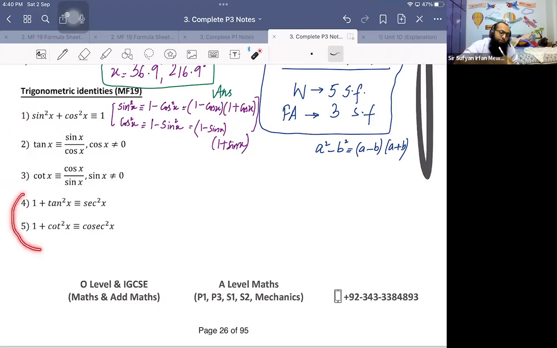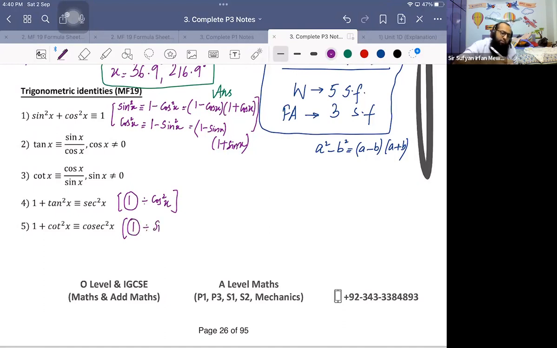Now the fourth and fifth, as we have seen, are there in the formula sheet. Although no one is going to ask us how we have derived them, we should know that if we divide the first identity by cos square x, we will get the fourth identity. If we divide the first identity by sin square x, we will get the fifth identity.